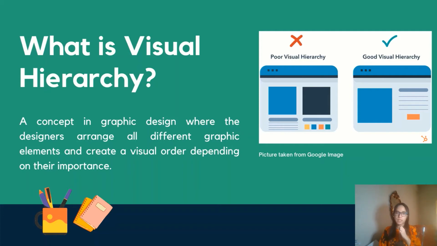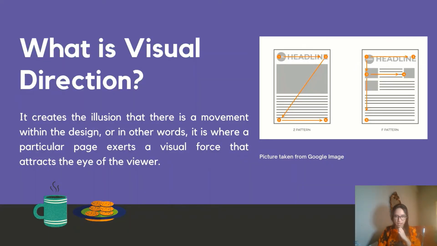For visual hierarchy, it is actually a concept in graphic design where the designers arrange all different graphic elements and create a visual order depending on their importance, being the most important information the first that we see in a website design. Next, as for the visual direction, it actually creates the illusion that there is movement within the design, or in other words, it is where a particular page exerts a visual force that attracts the eye of the viewer.